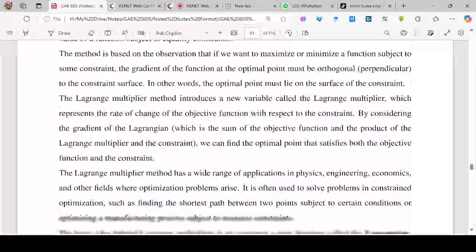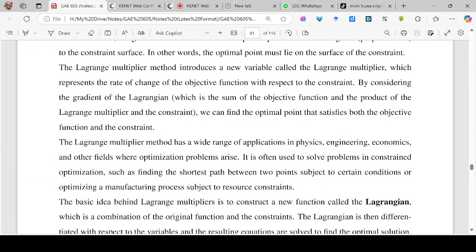The Lagrange multiplier method introduces a new variable that we call the Lagrange multiplier, which represents the rate of change of the objective function with respect to the constraint. So by considering the Lagrangian, we can find the optimal point that satisfies both the objective function and the constraint function.